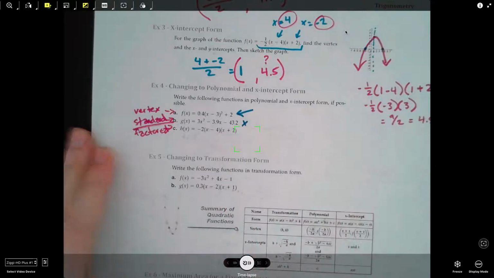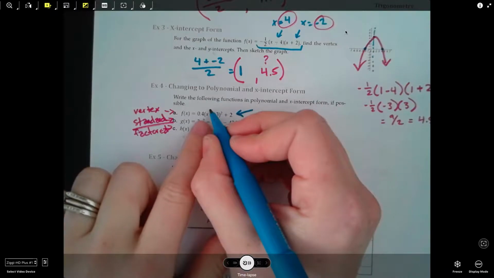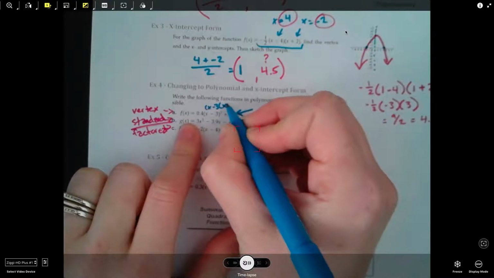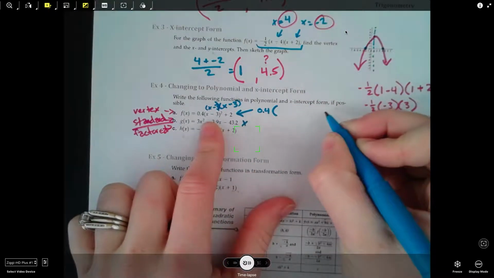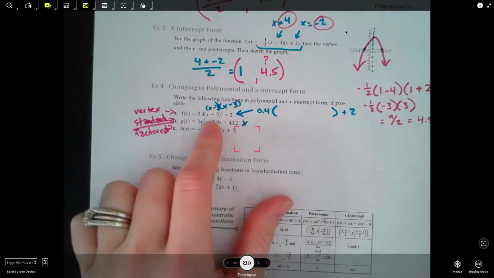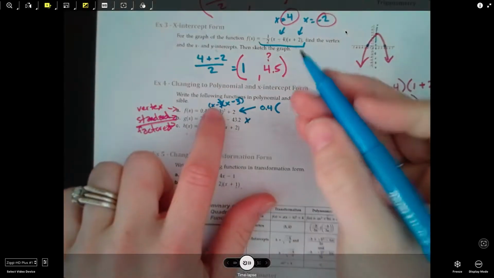But how do I go about switching this guy to standard form? Like part A. What do I have to do to part A to switch him to standard form? Foil. I have to foil. This guy right here is x minus 3 times x minus 3. I'm going to have to FOIL him out. So I've still got that 0.4 in the front, and let's just write out what he looks like when he's FOILed, and then I have plus 2 on the end. We're going to put our FOIL piece inside of those parentheses. All right, FOIL. X minus 3 times x minus 3.